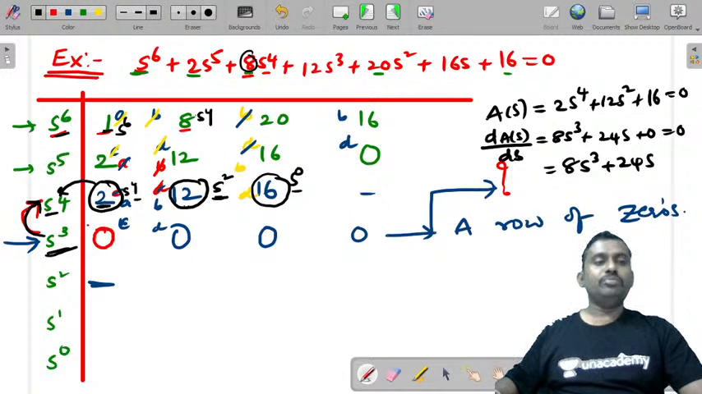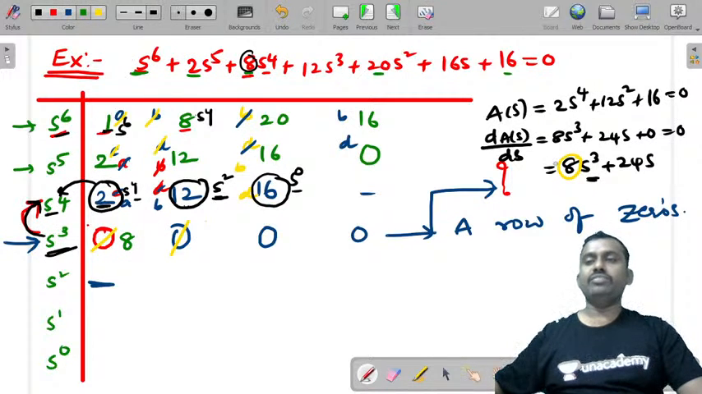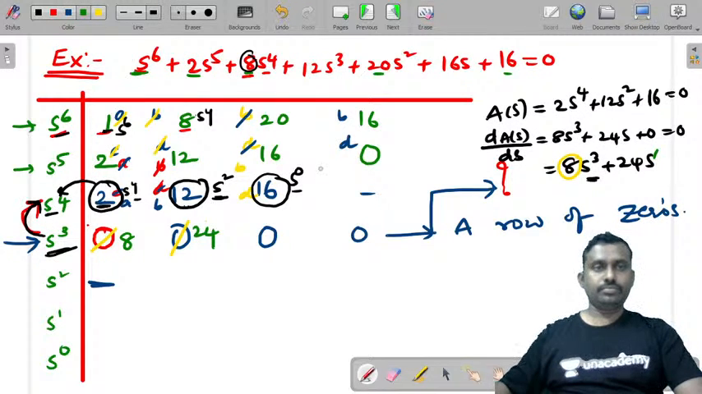Now because we have s cube here, we have the s cube coefficient. What is the coefficient of s cube here? It is 8. If this is s cube, this is s power 1. So you can replace this with the coefficient of s cube and s power 1. The coefficient of s cube is 8, and the coefficient of s power 1 is 24. You can replace with this. You can complete the array now. We'll remove all this and complete the array.